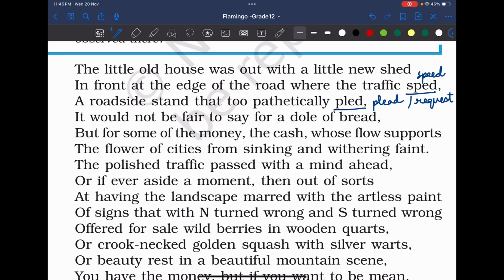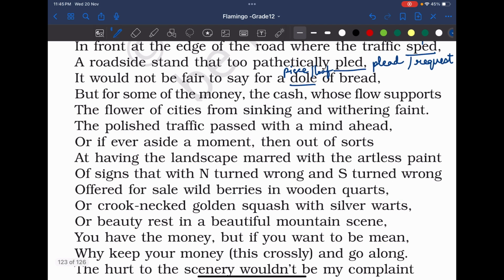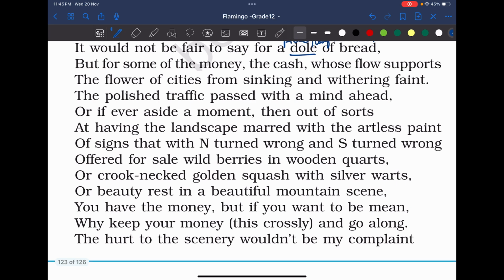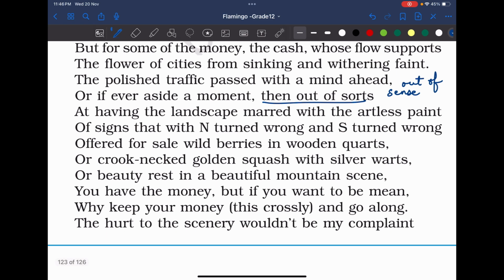It would not be fair to say for a dole of bread. Dole of bread is like a piece of bread, a loaf of bread rather. Piece से ज़्यादा होता है loaf. But for some of the money, the cash, whose flow supports the flower of cities from sinking and withering faint. The polished traffic passed with the mind ahead, or if ever aside a moment, then out of sorts. Out of sorts? Like out of sense. At having the landscape marred. Marred is like destroyed, destructed. That is what marred is.